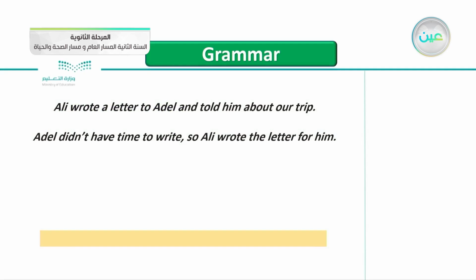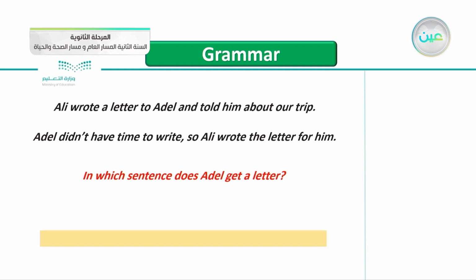For example here, Ali wrote a letter to Adil and told him about our trip. Ali wrote a letter to Adil. So notice the direct and indirect here. And told him about our trip. The second example, Adil didn't have time to write. He was busy. So Ali wrote the letter for him.